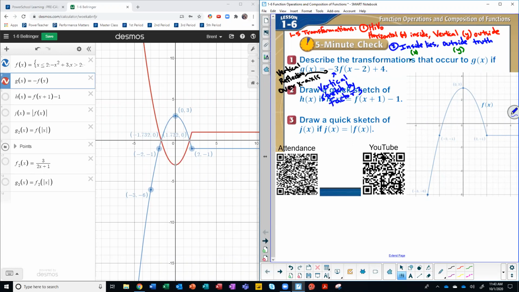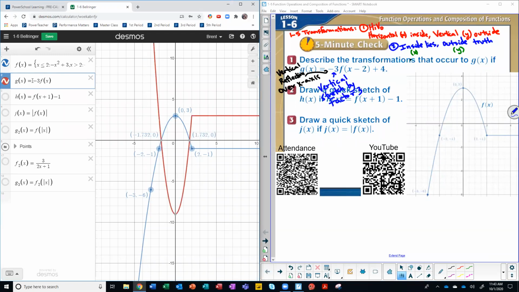So now what's going to happen is all these points, the y value is going to get multiplied by 3. So let's just take this one point. Right now it was a 3, and it got turned into a negative 3. But if I put the 3 here, now all y values get multiplied by negative 3. So (0, 3) is going to become (0, -9), because my y value got multiplied by negative 3.